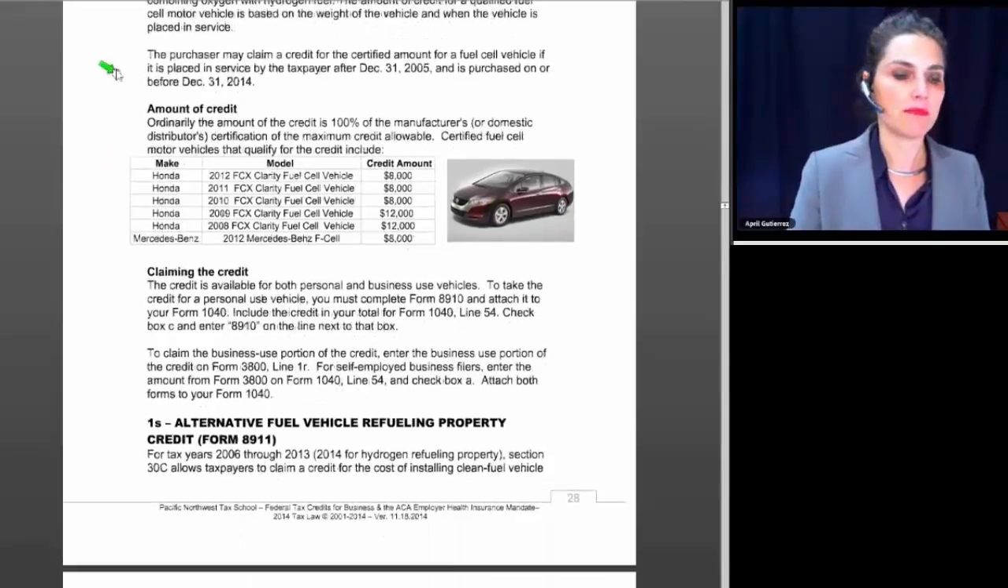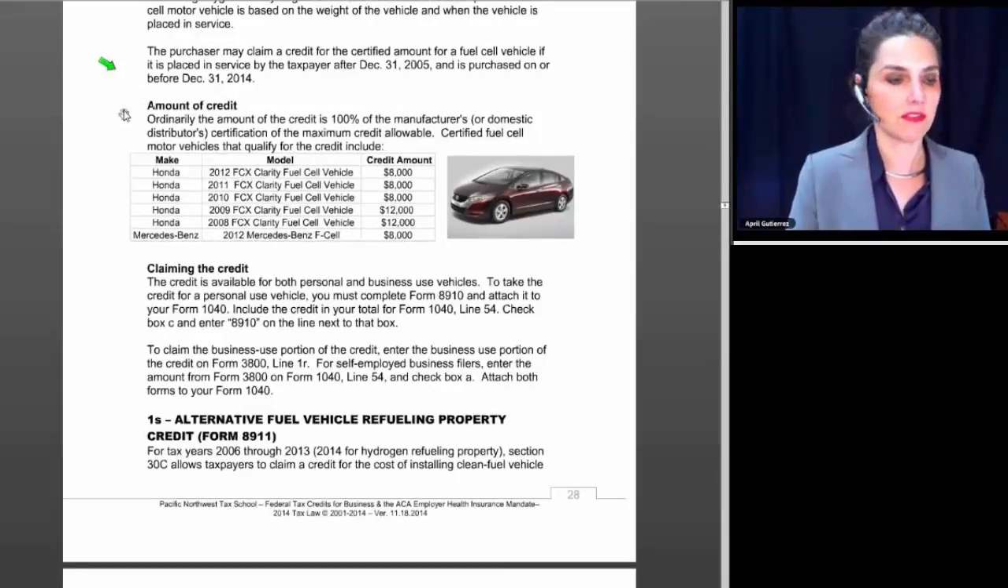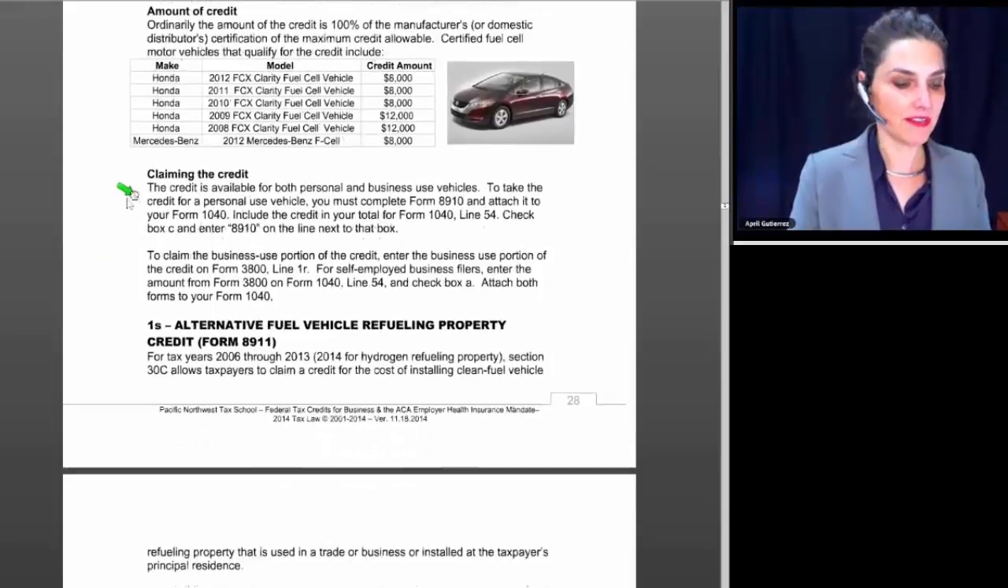The purchaser may claim a credit for the certified amount of the fuel cell vehicle if it is placed in service by the taxpayer after 2005 and before the end of 2014. So after 2014, this particular credit will be completely gone. But as you can see here, the last manufactured year of a vehicle is 2012 for both Mercedes and Honda. So it's possible someone has purchased a vehicle in 2014 that was manufactured under the 2012 label, and if they did, they may qualify for this particular credit.